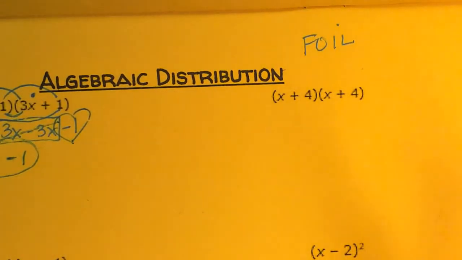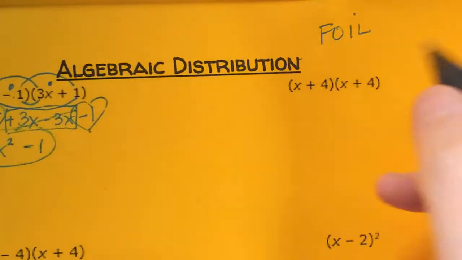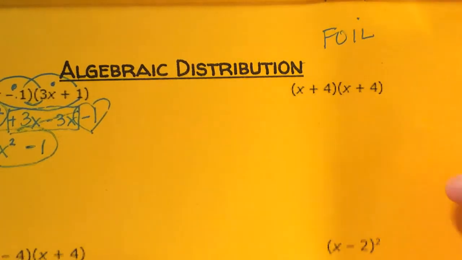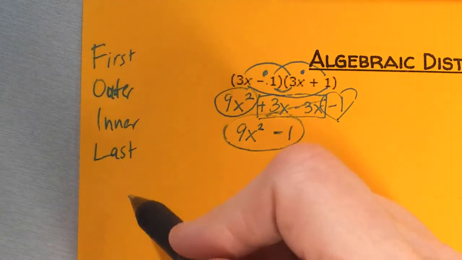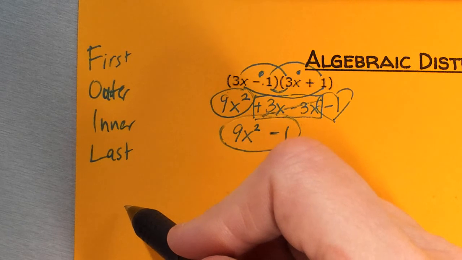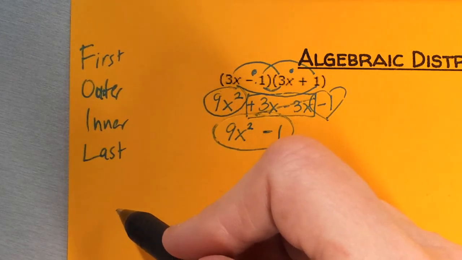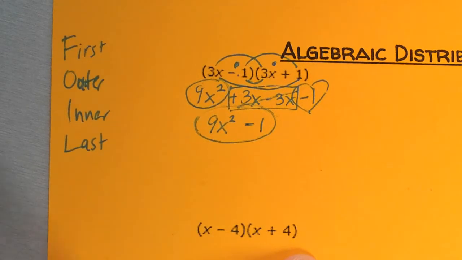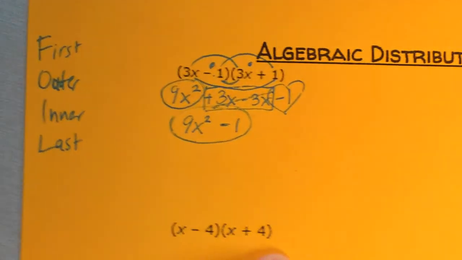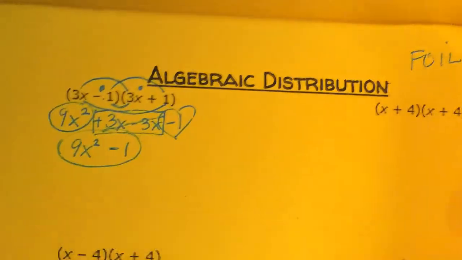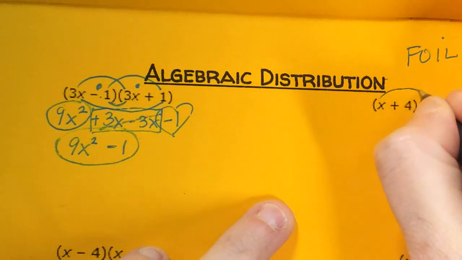Okay, we'll do it with this one. Again, first, outer, inner, last, and I don't care what order you do them in, whether it's LIFO, LOIF, FLOI, OLIF. I don't care what you do, as long as you do all of them. It doesn't matter what order, you just got to do them all. But I like to draw the little dude because he makes me happy.